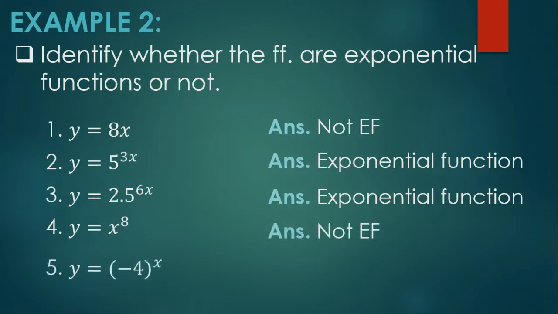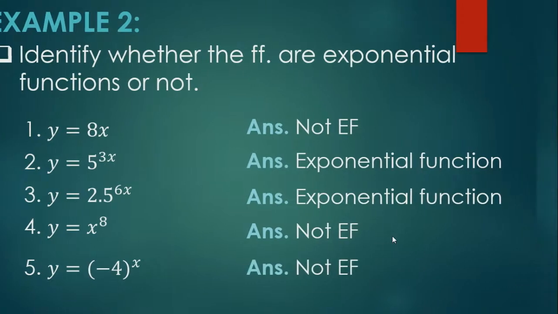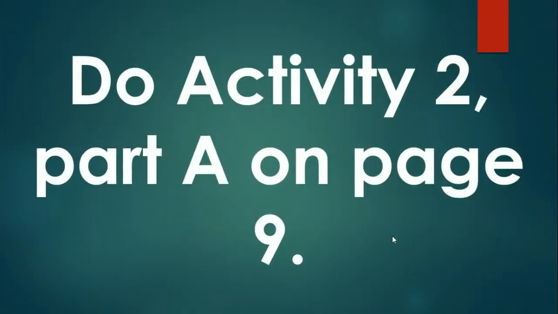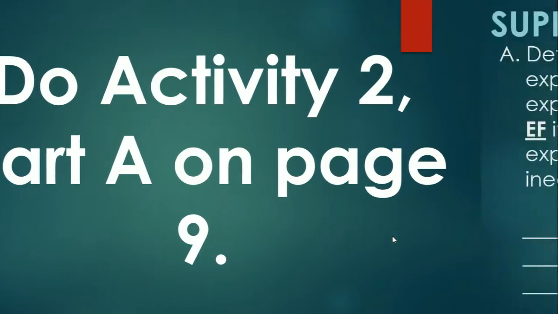And number 5, y is equal to negative 4 raised to x. May panibagong variable which is y, may variable sa ating exponent which is x, pero yung base natin ay nag-negative. Ibig sabihin, hindi niya nasatisfy yung condition. This is not an exponential function. Understood?